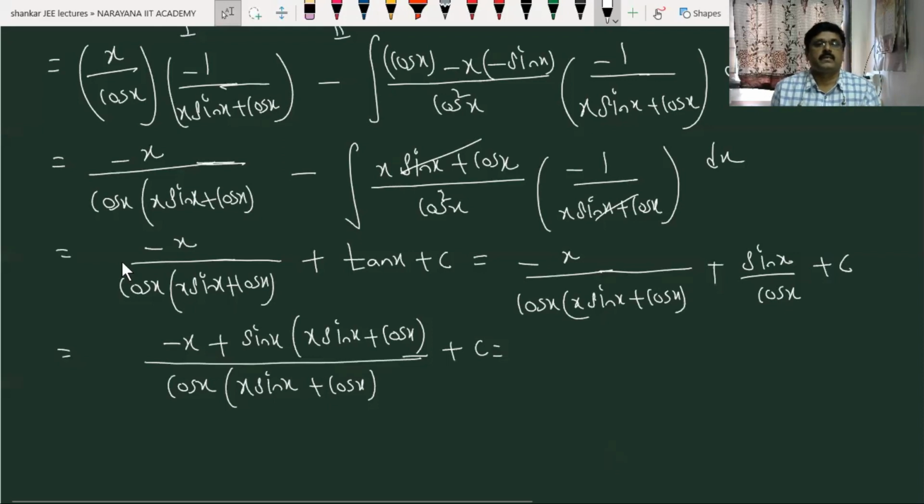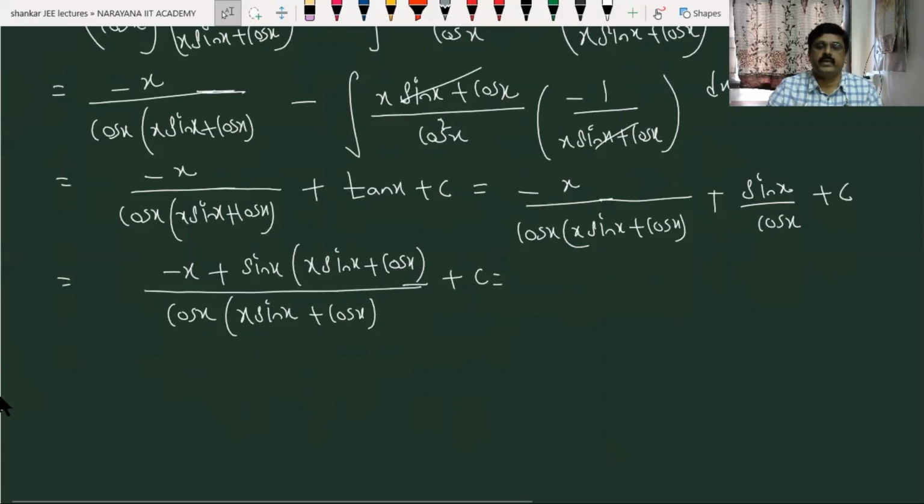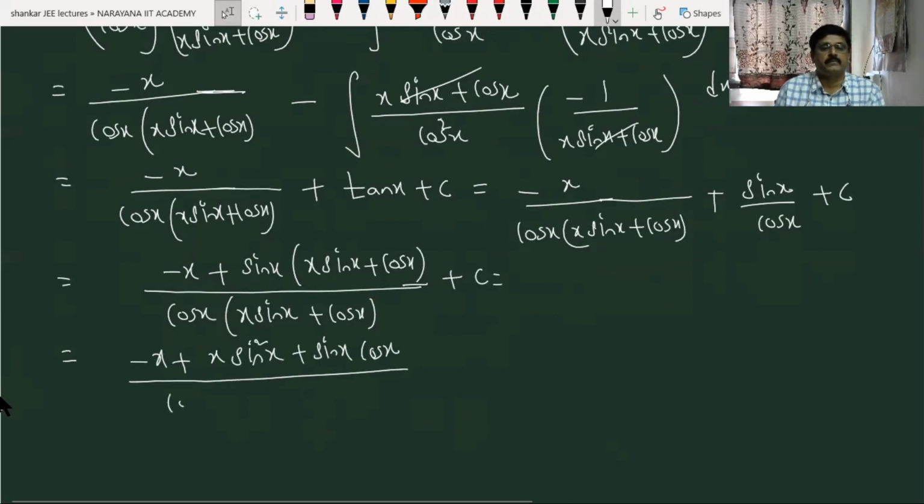So students, what is happening there? Directly we can get the answer. That is minus x plus x sin square x plus sin x cos x upon cos x of x sin x plus cos x.